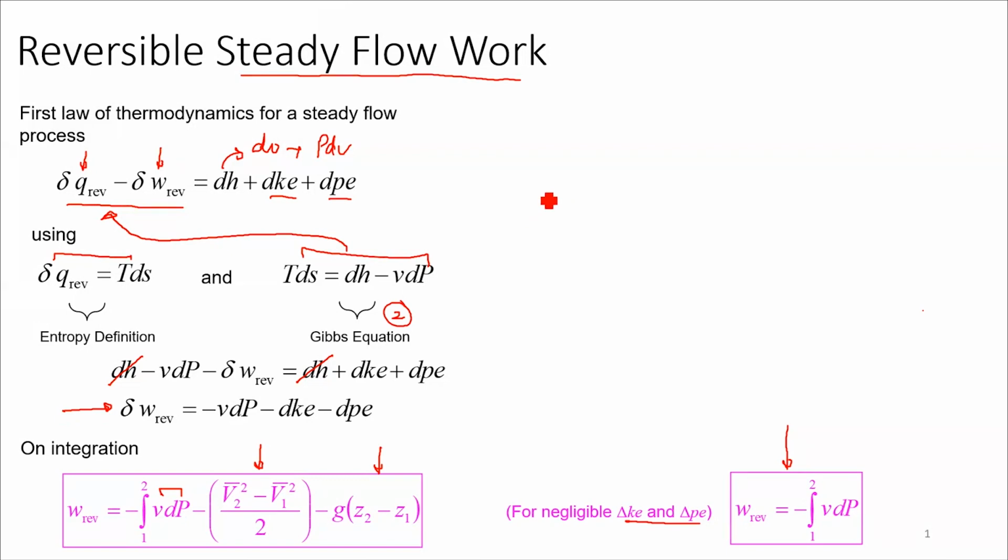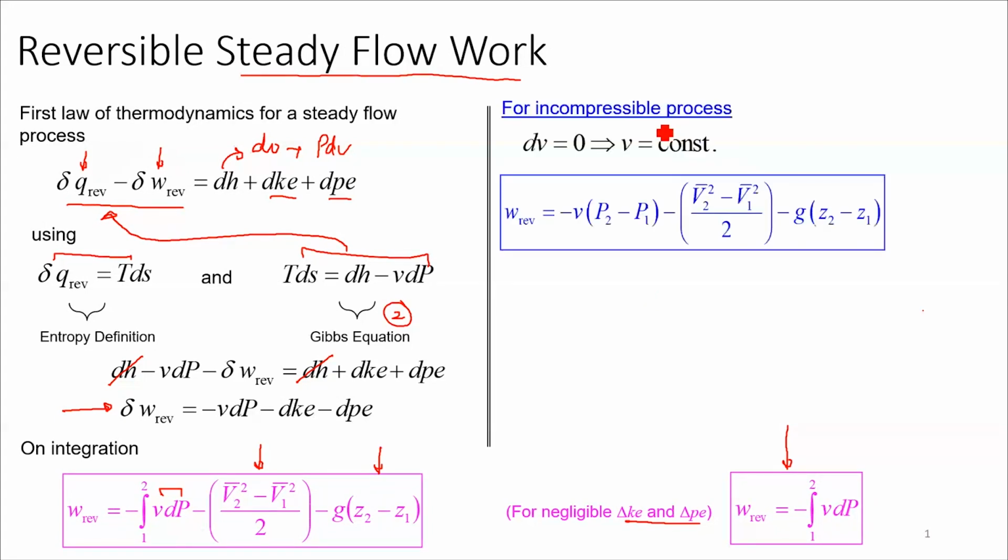that is, the devices that operate under steady state conditions in an open system. When you have an incompressible process or incompressible fluid, such as liquids, you will have V out of the integral, and the integral of dP from 1 to 2 would essentially be P2 minus P1. This is the reversible work for an incompressible fluid.